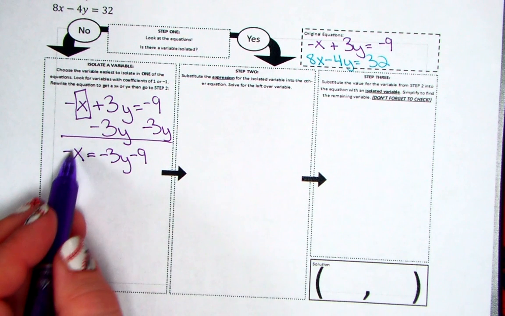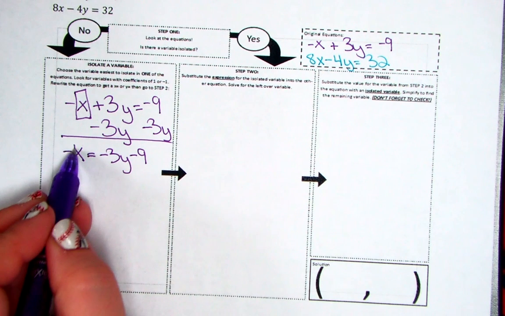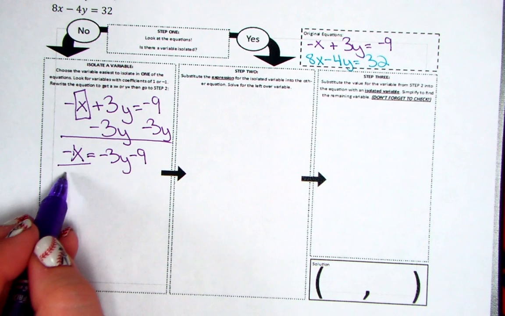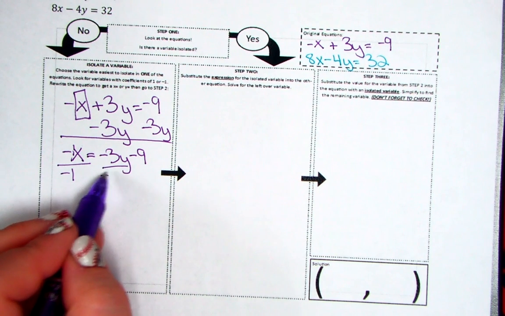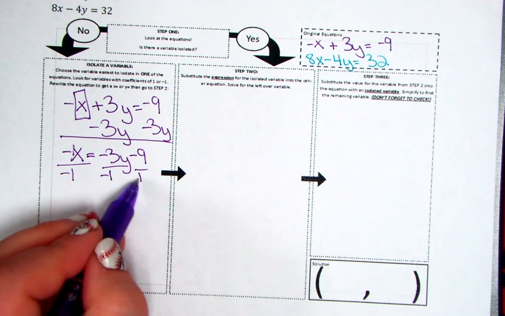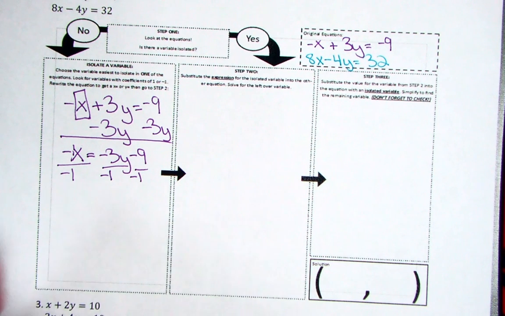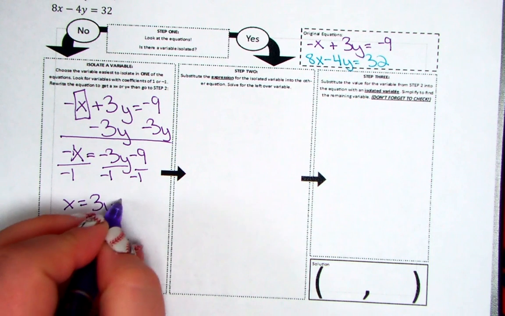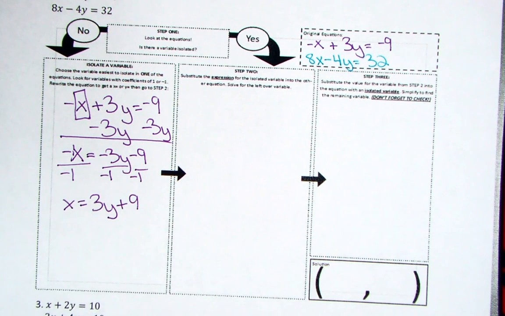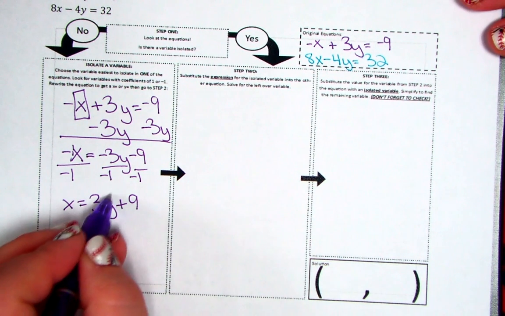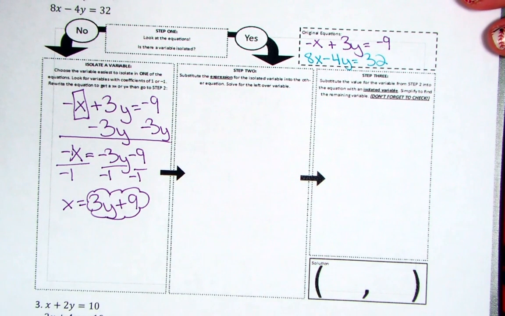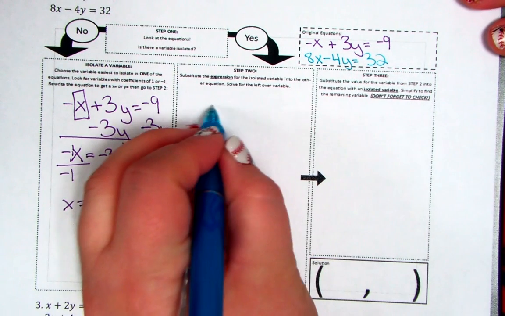Now I have a negative 1 hanging out in front, even though you can't see the 1, it's there. So I need to divide by negative 1 to all three parts, giving us x equals 3y plus 9. And we are going to take this expression and plug it in for x into our blue equation.